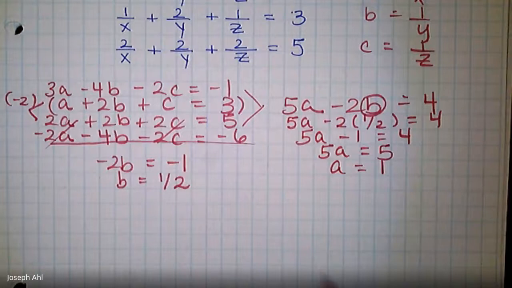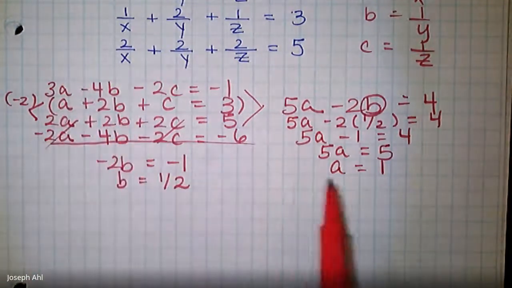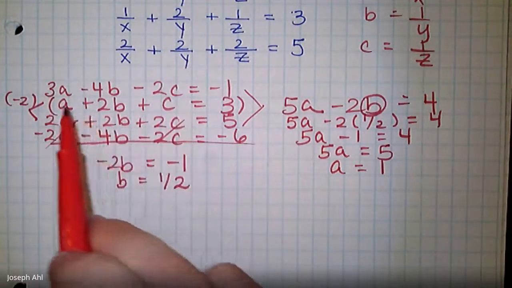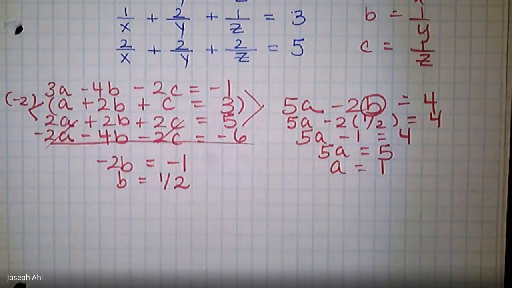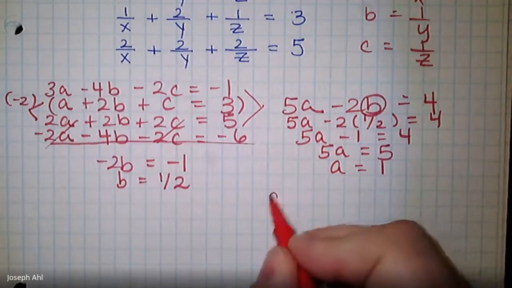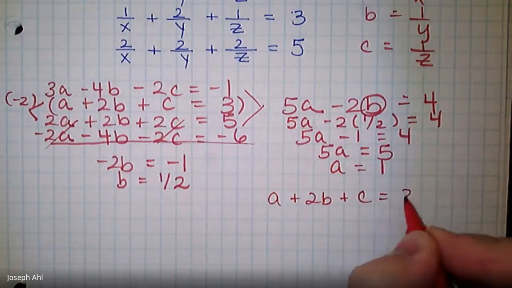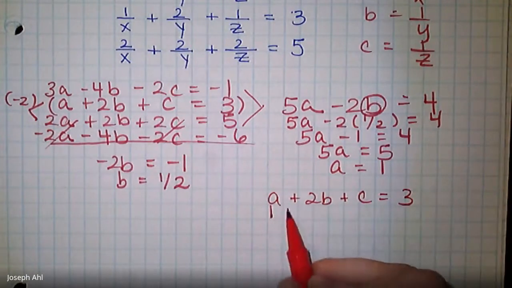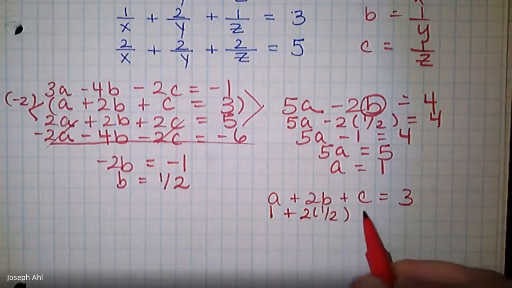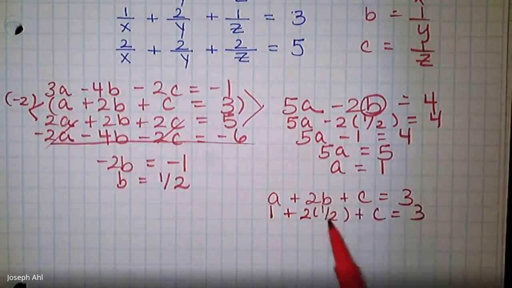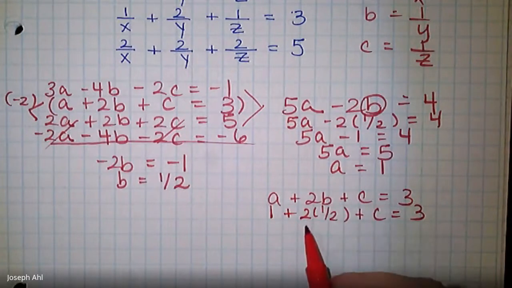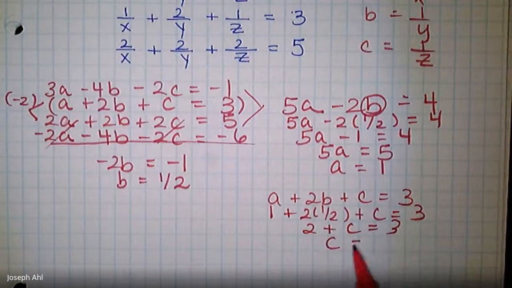Okay, and then finally, we got to go back to any of those original equations and plug them in to solve for c. I kind of like the middle row. Those seem like the easiest coefficients. So if we go to a plus 2b plus c equals 3, then we would get 1 plus 2 times 1/2 plus c equals 3. And this looks like it's going to be a total of 1 plus 1, right? Half of 2 is 1. So 2 plus c is 3, and therefore c is 1.